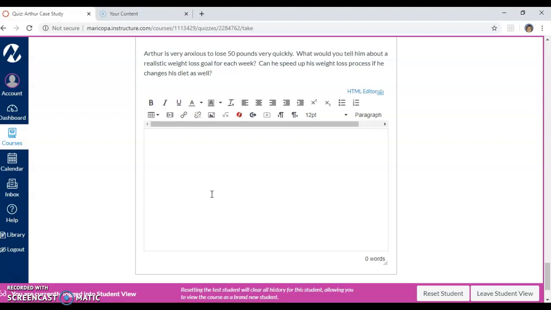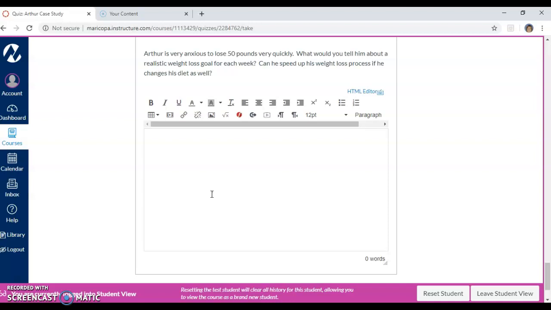1 to 2 pounds a week is what is recommended for a client to lose weight. Anything more than that is not going to be sustainable, and he needs to change his diet. So referring him out to a dietitian would be the best bet. Also just encouraging him with healthy diet plans, food logging, healthy lifestyle choices as far as eating, referring him to myplate.gov, things like that.